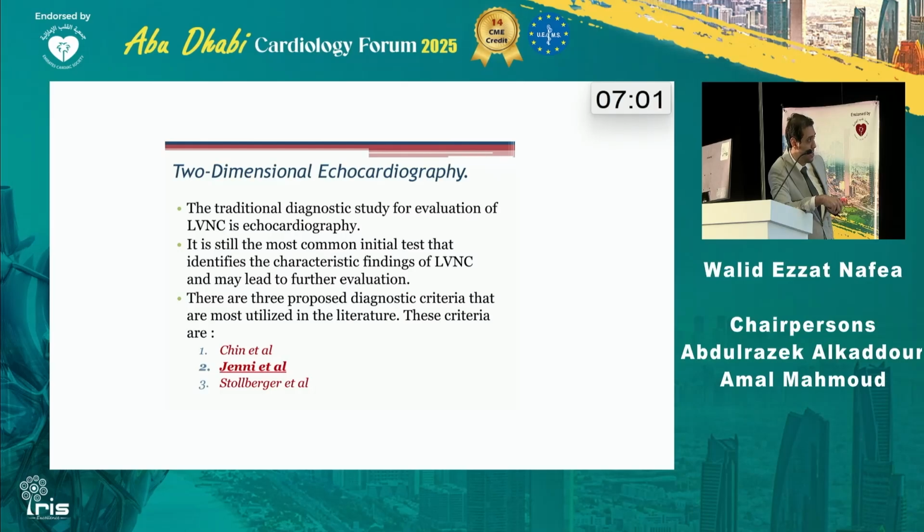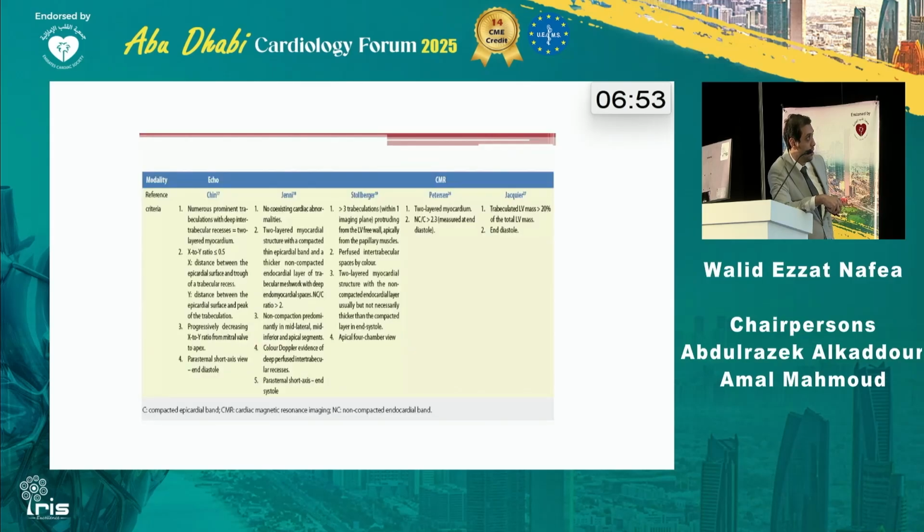Starting with the echo-based, Chen et al. is one of the good studies conducted, and Jenni et al. and Stöllberger et al. are also echo-based. Starting with Chen, it measures the non-compacted to the compacted area, which should be below 0.5 for positivity. And Jenni et al. gives you a two-layer myocardium, one compacted, one non-compacted. If the ratio is above 2, this is actually a diagnosis.